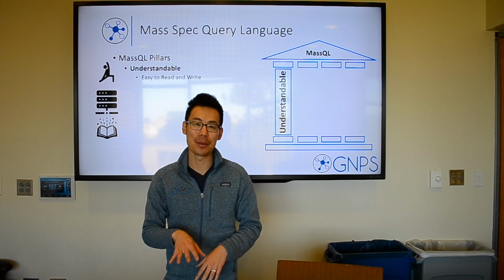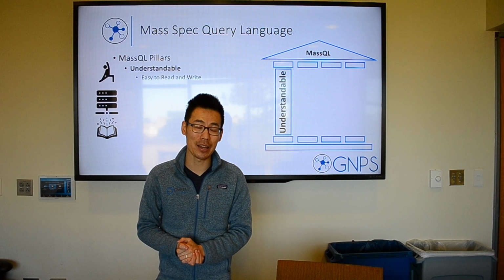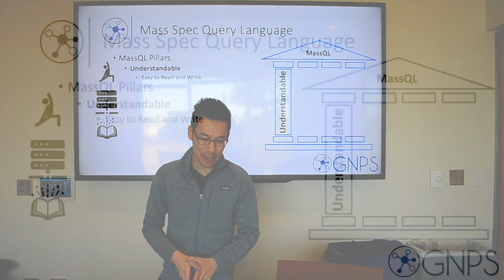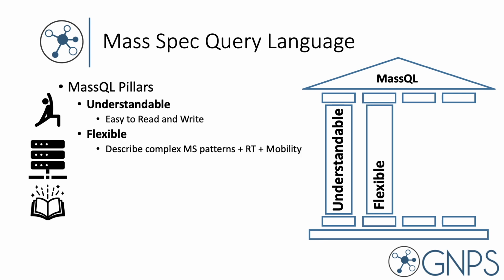I want to tell you a little bit about the mass spectrometry query language and the pillars that support it, and hopefully what can at least move the needle a little bit. One of the pillars for the MassQL query language is that it's understandable. We want to empower mass spectrometrists and chemists themselves to be able to read and write this particular language. Next, it needs to be flexible. We want it to be able to capture a wide variety of mass spectrometry patterns that can exist so that you can easily find what you're looking for.